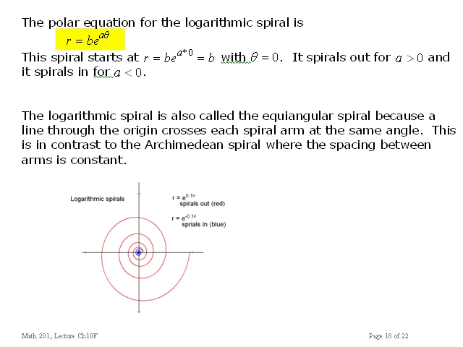This is the polar equation for this logarithmic spiral, or equiangular spiral. R equals some constant B times e to the A theta. Now, it can spiral in or out. If A is greater than 0, it spirals out. It spirals in if A is less than 0. And if you notice, when theta is 0, R is equal to B. It starts at B with theta equal to 0. So it can start anywhere, either spiraling in or out, depending on the value of A.